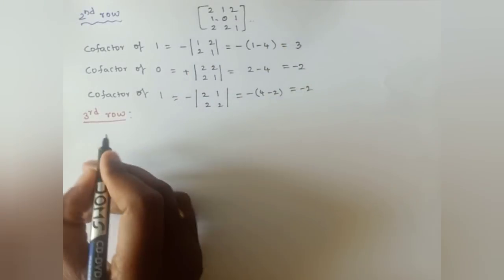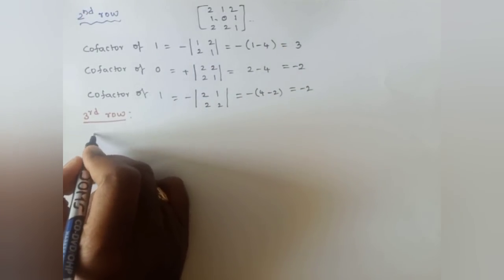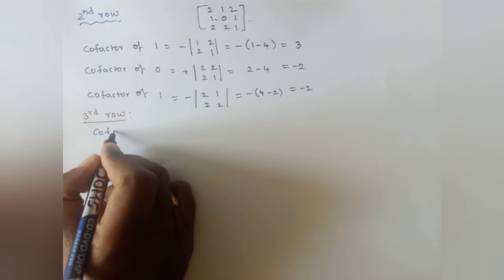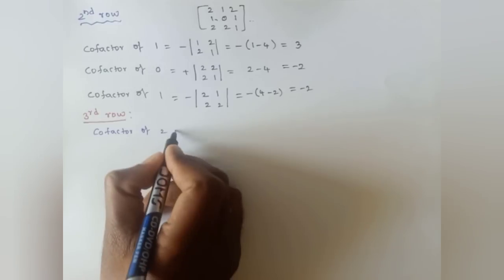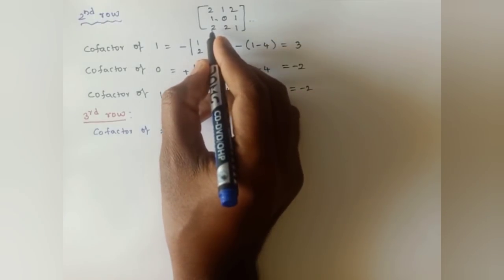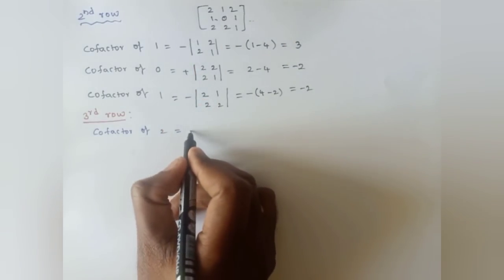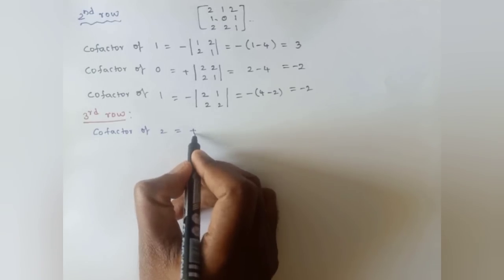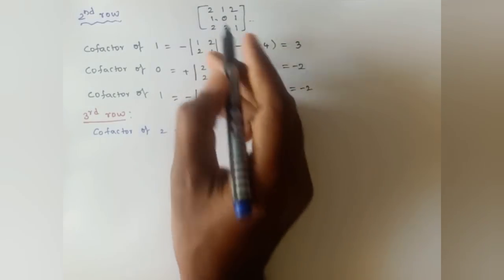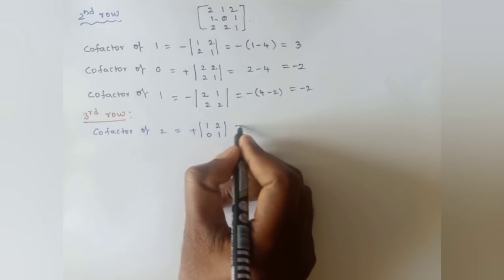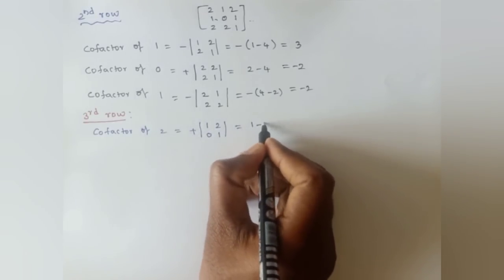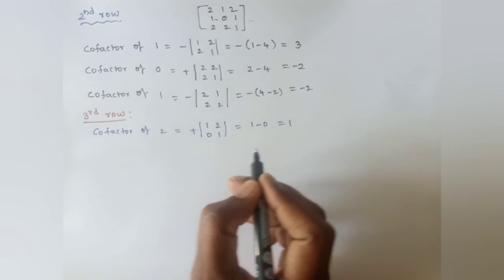The first element of third row, that is 2. So find out the cofactor of 2. So the sign of this is positive. By deleting this row and column, the remaining elements are 1 2 0 1. Now this is 1 minus 0, which is 1.